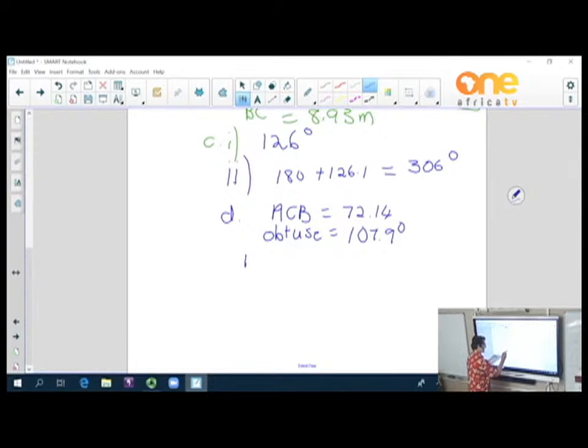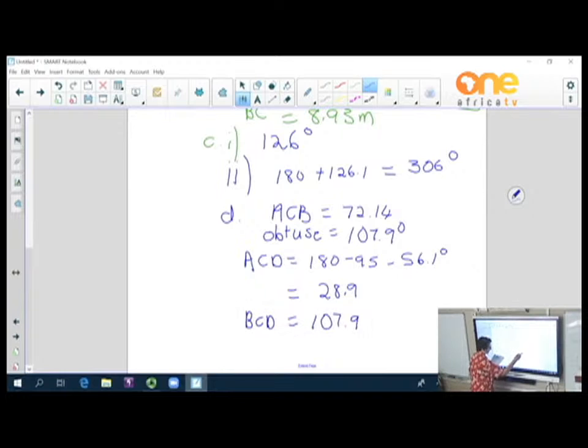And then ACD is then 180 minus 95 minus that 56.1 degrees. So that one is 28.9 degrees, ACD. And then we come to BCD. As you can see, it's quite a long one, and it's that 107.9 degrees, that obtuse angle there, plus the 28.9, and that is then 136.7 degrees.